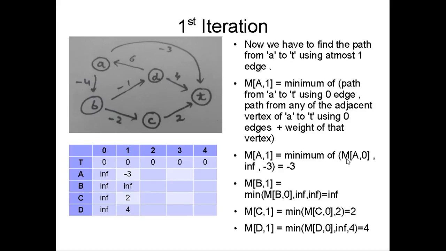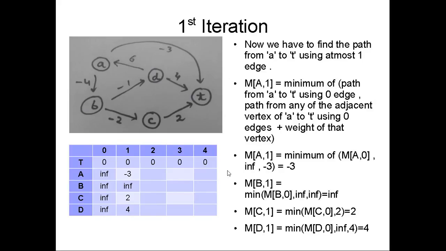First of all, we know that M of A, 0 equals infinity, as stated over here. Now from A, we can go to B using a path length of minus 4, and then from B to T using 0 edges with the path length of infinity. So minus 4 plus infinity equals infinity. Now we can go from A to T using a path length of minus 3, and from T to T using 0 edges we can go with the path length of 0. So the total becomes minus 3. Now M of A, 1 equals the minimum of M of A, 0, which is infinity, and minus 3, which equals minus 3.